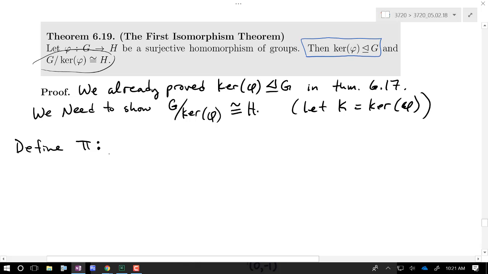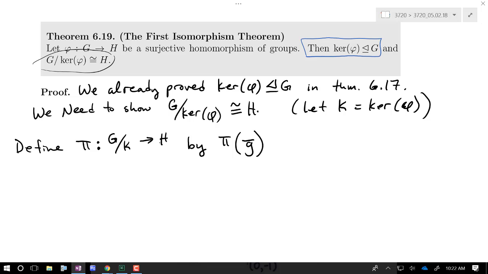So we're going to define a function, we'll call it pi, from G mod K to H. Now, what are elements of G mod K? We're modding out by a normal subgroup, so the elements of G mod K are the cosets. We'll have pi of G bar equal to, and I want to send to H. The only thing we have that gets us from G to H is this phi function, so we let this be phi of G, not G bar, but G.